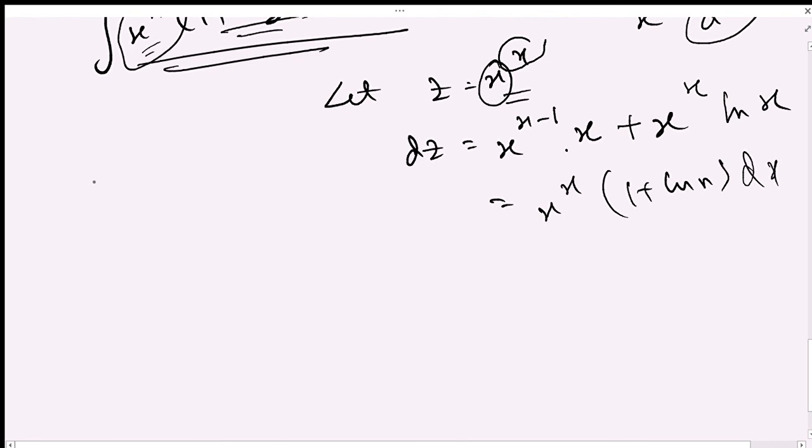Let me show you. Considering y equals x to the power x, you may apply log on both sides. So you get ln y equals x ln x. Now you differentiate both sides with respect to x.